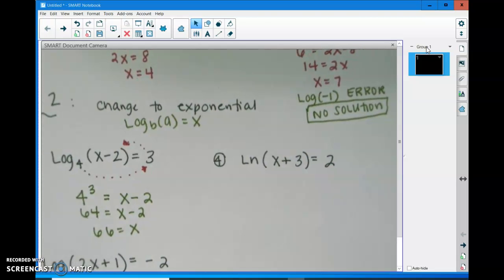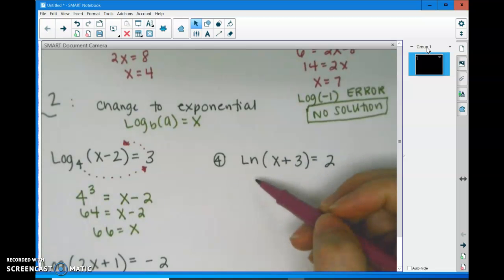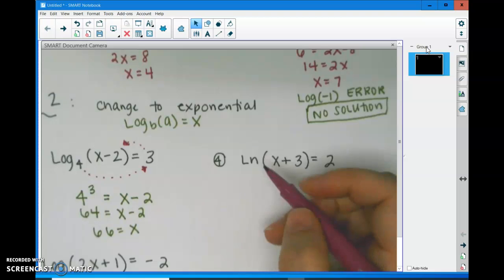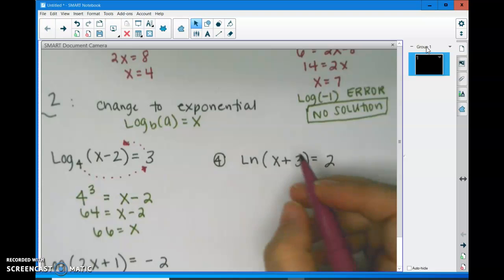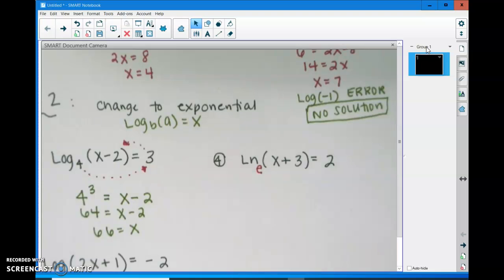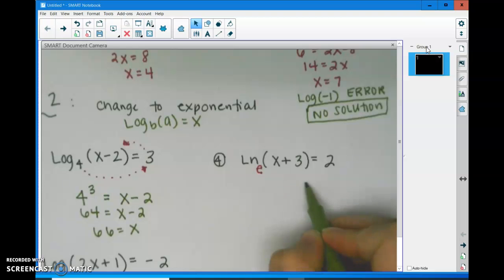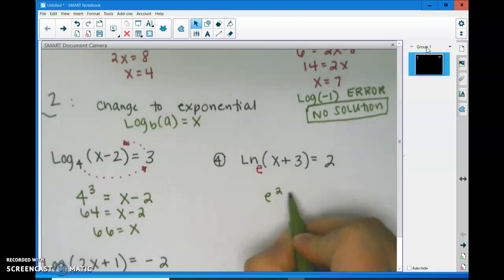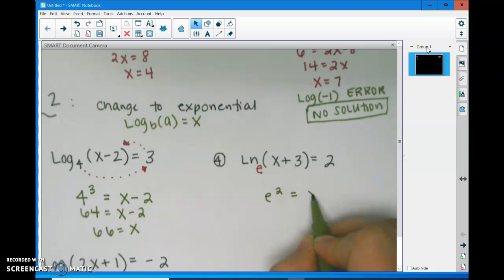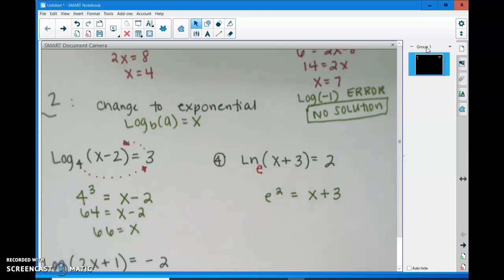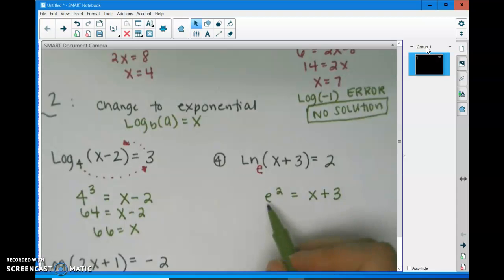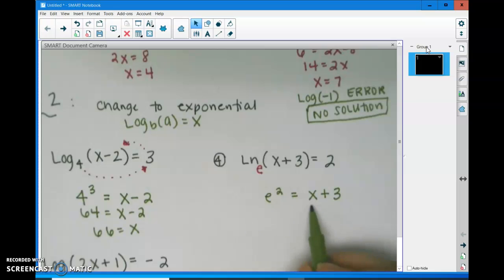All right, some special case logarithms. Again, this one has come up, we've seen this a lot. But these special cases where the base is invisible. So when you see ln, you should know from last week that the base is e. So when I go to convert this to exponential form, it'll be e to the second power equals x plus 3. So e to the second power will go into the calculator. It's going to be a decimal because e is not a rational number.